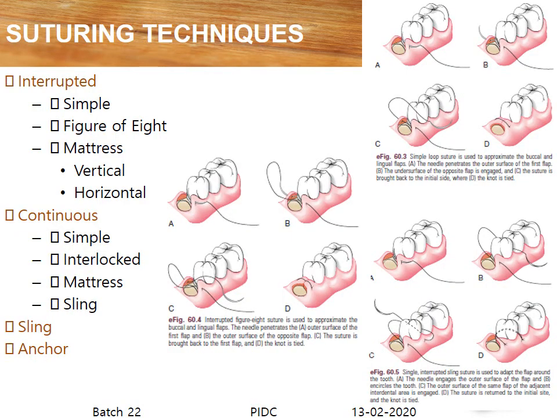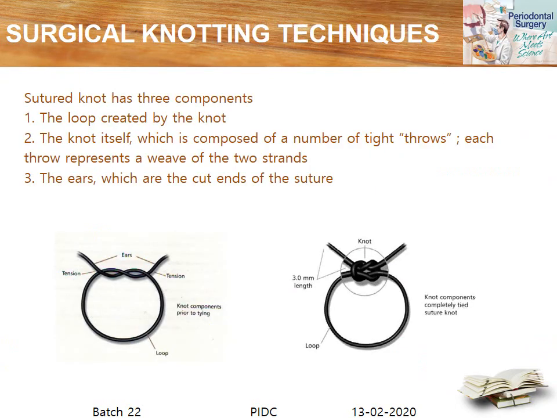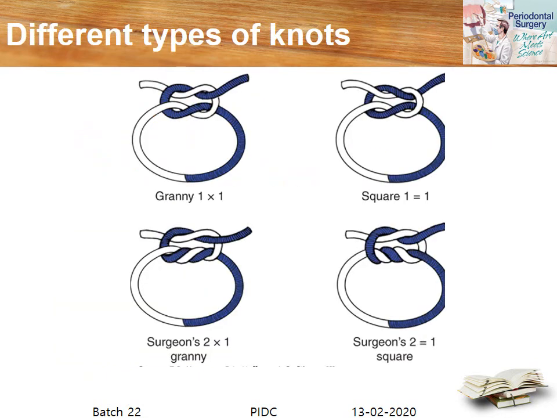Coming on to the suturing techniques, there are a number of suturing techniques. The one we most often follow is the simple or the figure of 8 suturing technique. The suture has 3 components. One is the loop itself, another is the knot, which is composed of a number of throws, 2 or 3 throws, and another is the ears, which are the cut ends of the suture. So you do have different types of knotting techniques.